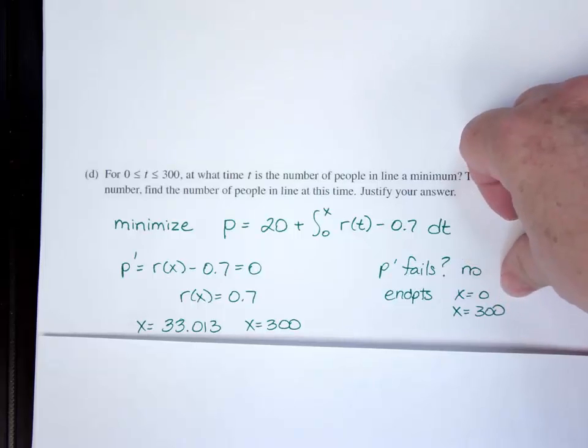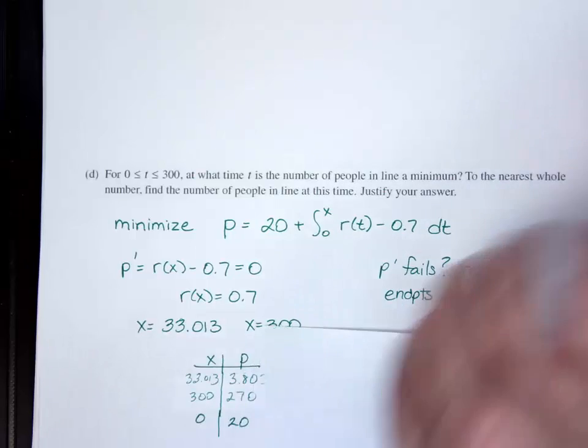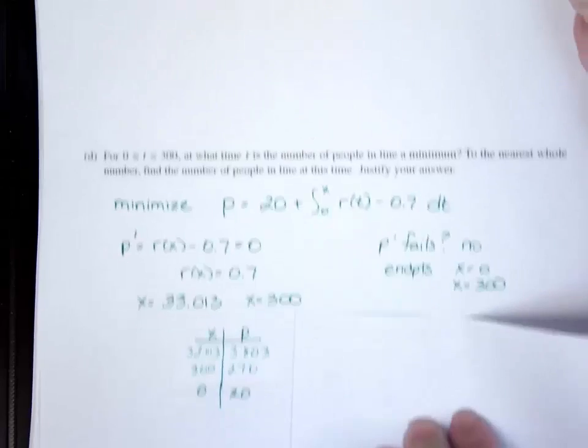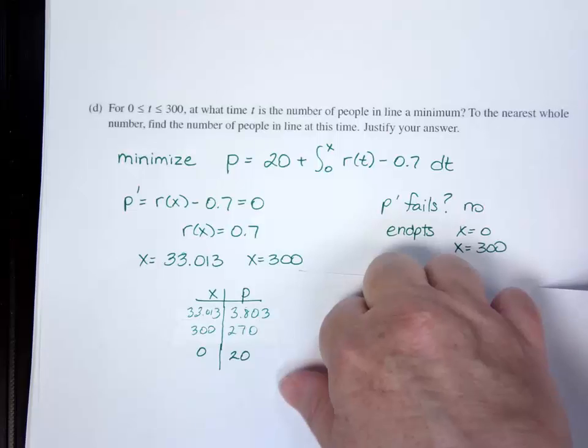I do have endpoints 0 and 300, so I must consider those as well. So what I did is I made a table. And over here are my values on the table as to the potential critical points. Now, some of this stuff I already have, and I don't want to redo it if I don't have to.